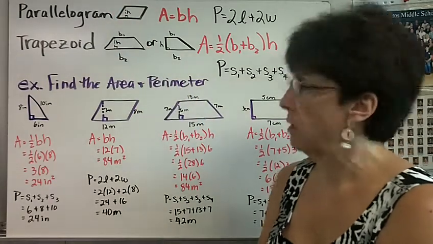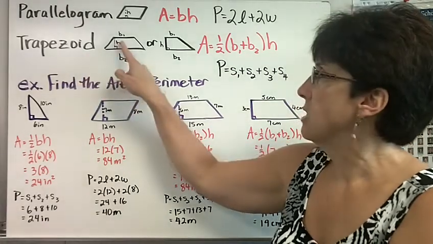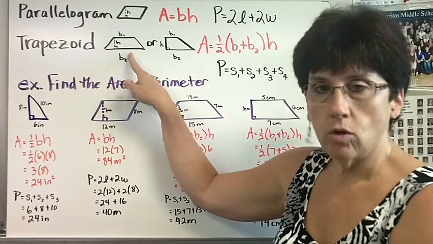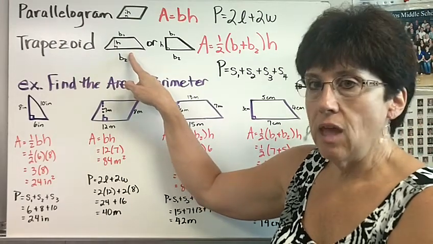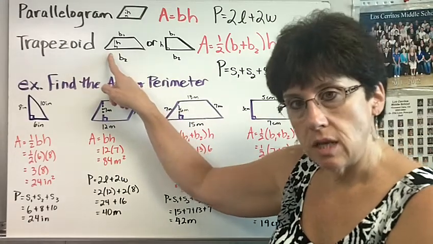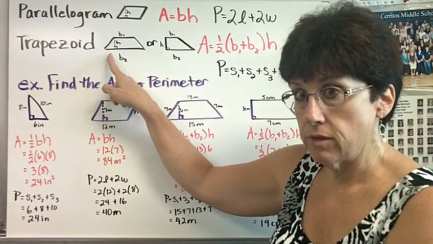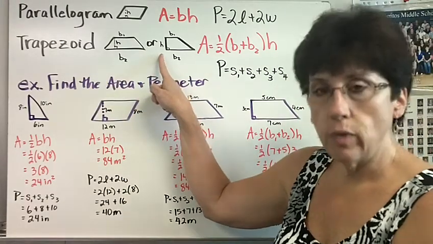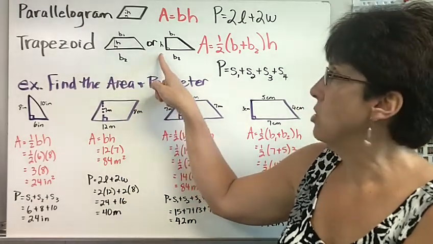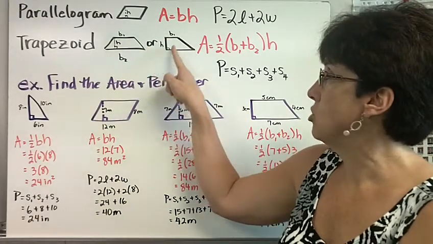All right, a trapezoid. A trapezoid is different because the top measurement and the bottom measurement, or what we call the bases, are different sizes now. So you can have one that looks like this, which is an isosceles trapezoid. Take an isosceles triangle and cut off the top. Or this is just a regular trapezoid. Okay, but notice there's base 1, base 2, height, base 1, base 2, height.